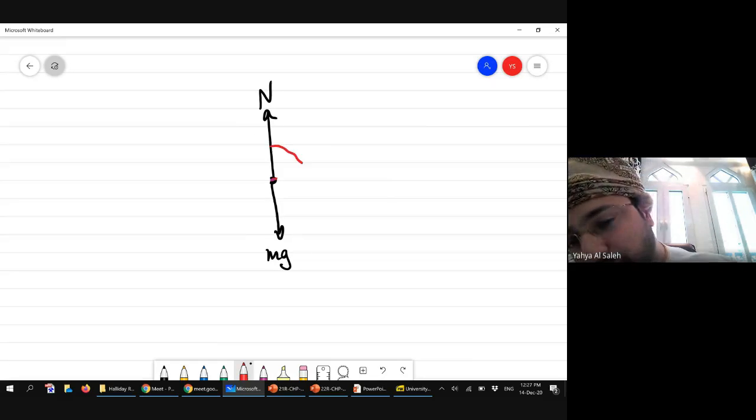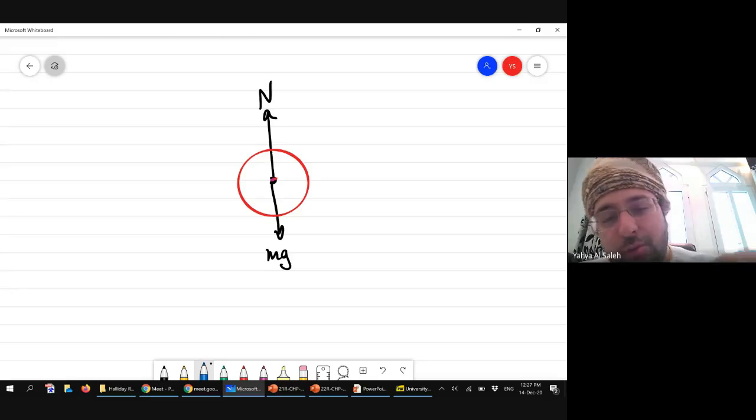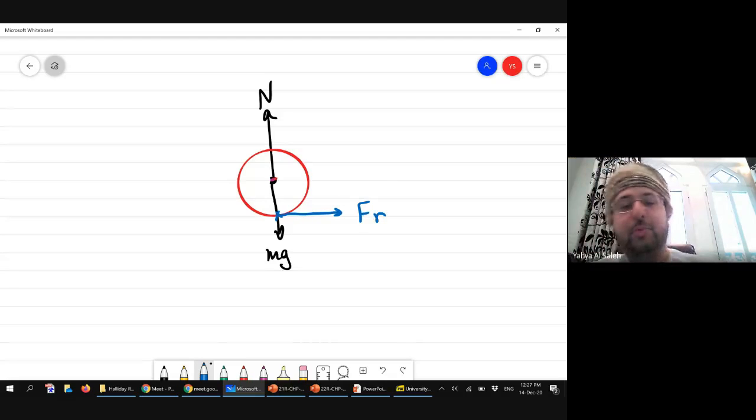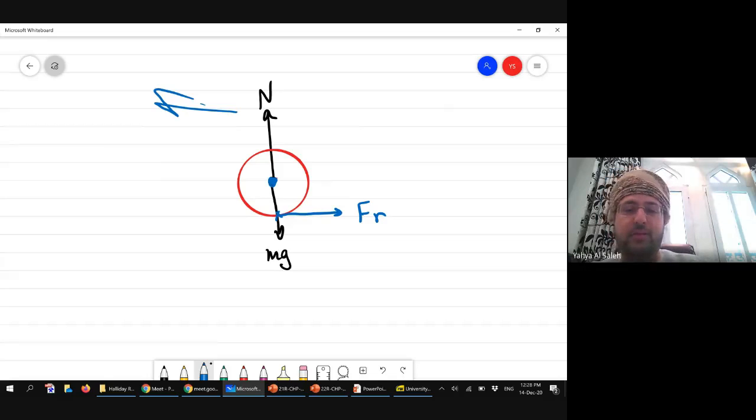So if I am now drawing my object this way, then my friction is going to be at this point, right? So my rotation is here in the center, but my friction point is at the contact point, which is not at the center. And I am assuming this thing is going this way, so that's why friction is in the opposite direction.